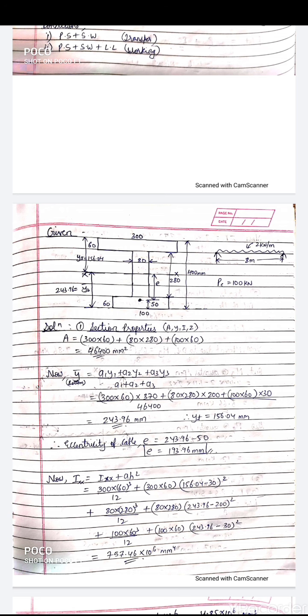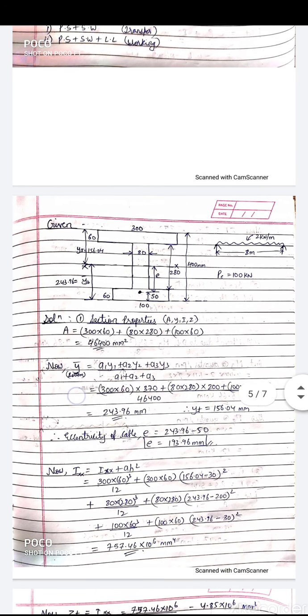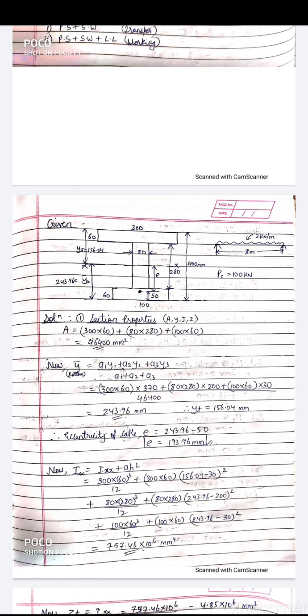Now for the second rectangle, b is 80 and d is 280, so 80 into 280 cube by 12 plus area, which is 80 into 280, and the distance is 243.96 minus 200, that is h, so a into h square. Similarly for the third rectangle, it is bd cube by 12, where b is 100 and d is 60, plus area, 100 into 60, plus a into h square. The axis for this rectangle is at the center, half of 60, that is 30, so 243.96 minus 30 is your h. Now we got your Ixx, that is 757.46 into 10 raised to 6 mm raised to 4.